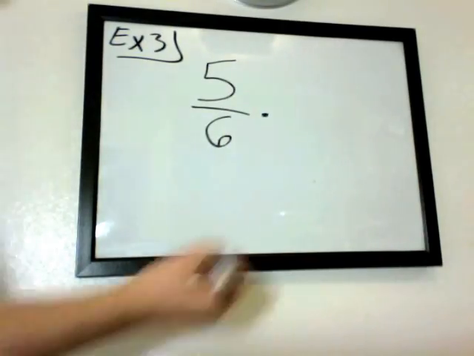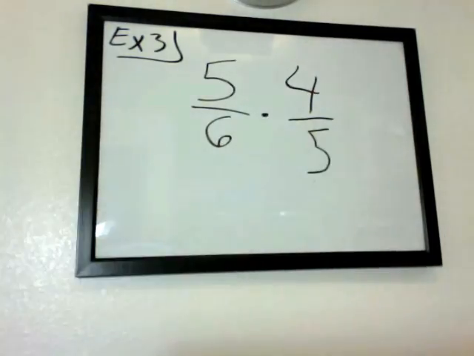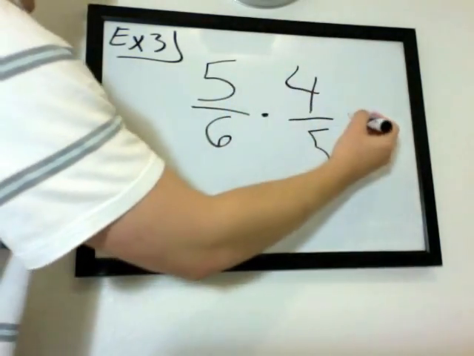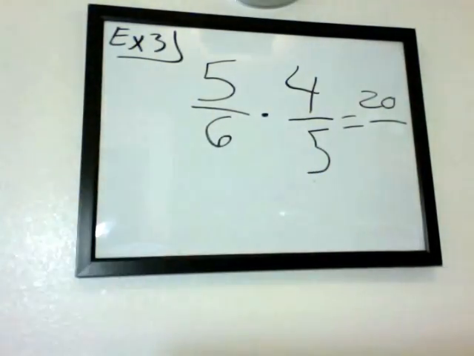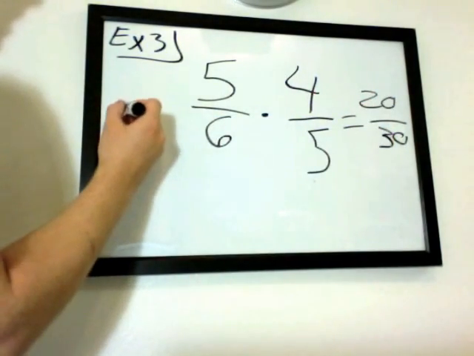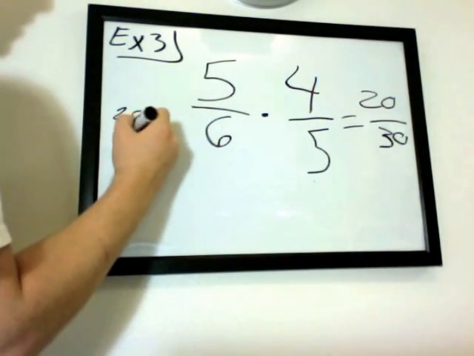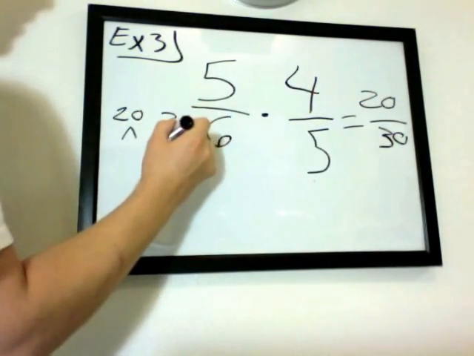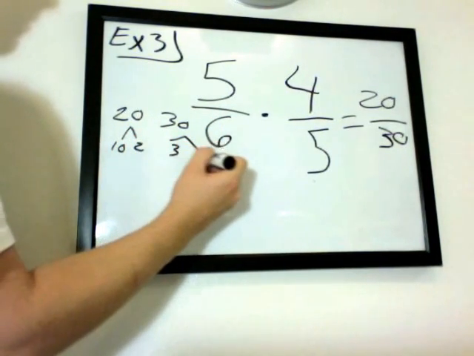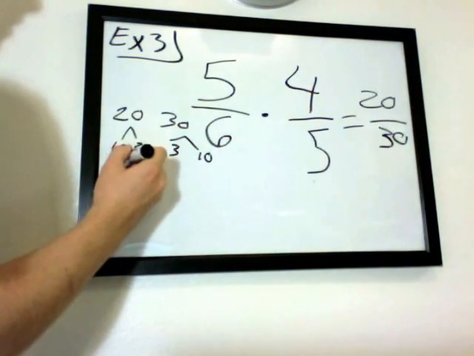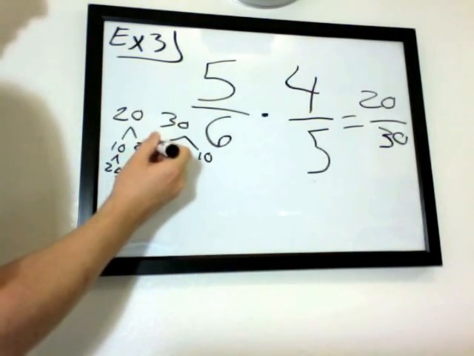5/6 multiplied by 4 fifths. All you do, multiply the top, it's 20. Multiply the bottoms together, it's 30. See if the 20 and the 30 break down. Make the factoring trees. We'll say 10 and 2, 3 and 10, 2 and 5.